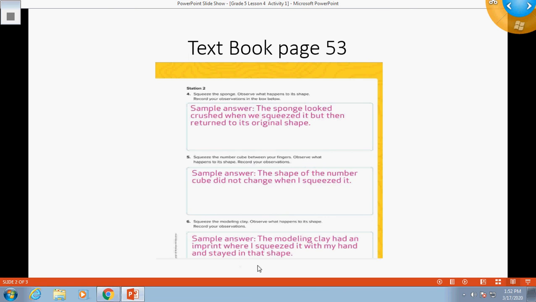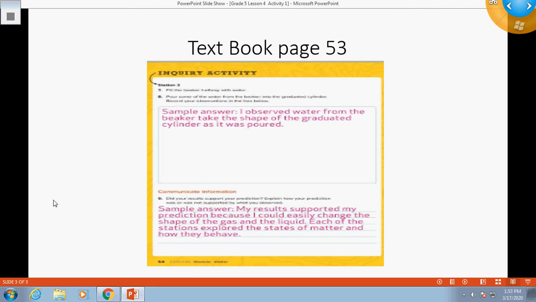And number 6, squeeze the modeling clay and observe what happened to its shape, and we record the observation based on the video we just saw. The model answer will start with the words: the modeling clay had an imprint where I squeezed it with my hand and stayed in that shape. So this is the model answer for page 53. And now page 54, station 3, number 7 and 8.